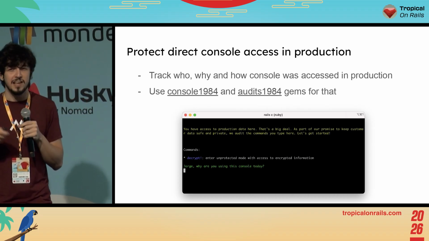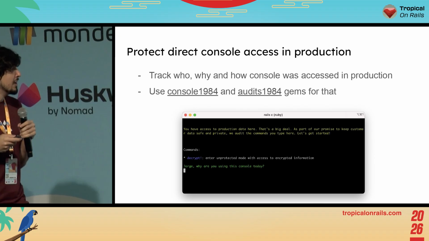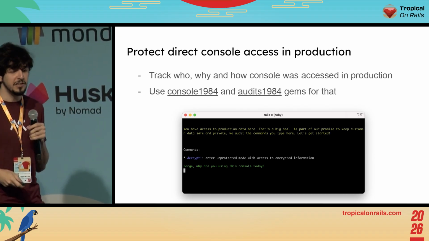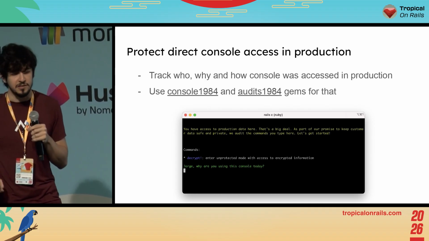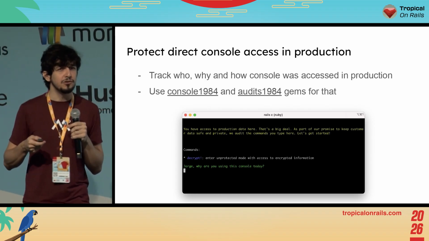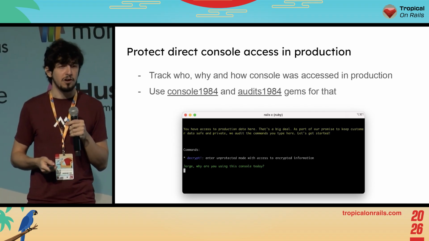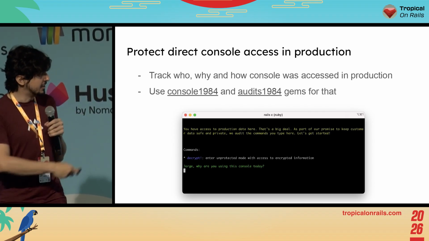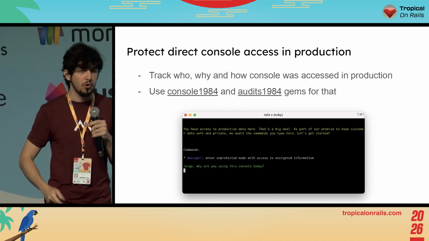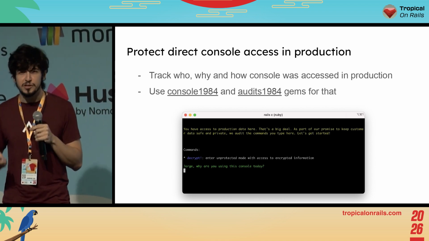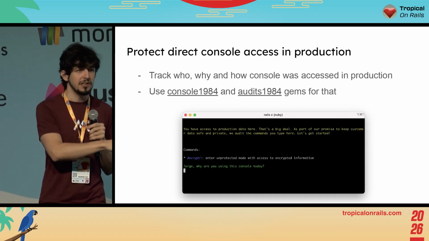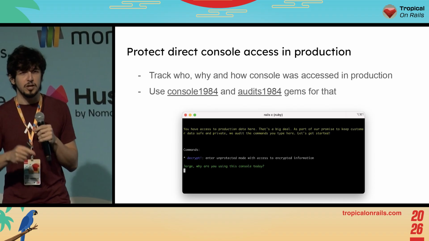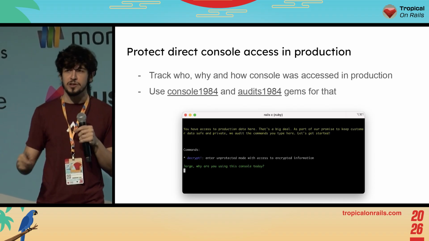You can never trust anyone. So every time someone accesses the console in production, you should be tracking who did it, why they did it, and what they did. You can do that using these 2 gems, console1984 and audits1984. This is an example of how this gem works. If you log in to that console in production, it's going to ask who is logging in, what they're doing, and every change that they cause is going to be saved to be audited later.